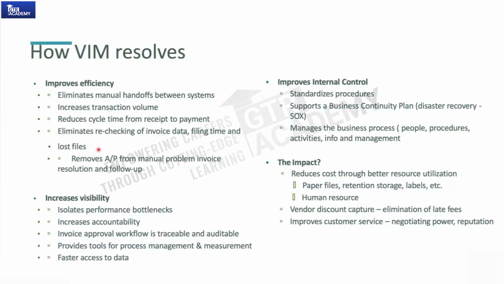Lost files are a very big thing in any accounts payable organization. With digitalization, you will not lose any file. It removes AP from the manual problem invoice resolution and follow-up. Increase visibility, isolate performance bottlenecks. As I said, once you start using the reporting, you can understand which team has more load, and you can redistribute the load across the teams so that it improves. Increase accountability. Why does this increase accountability?